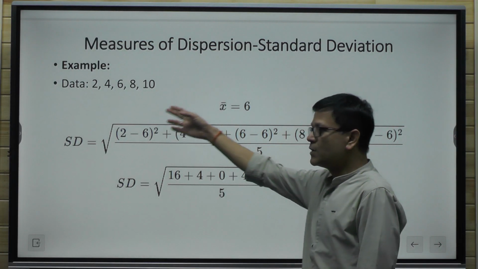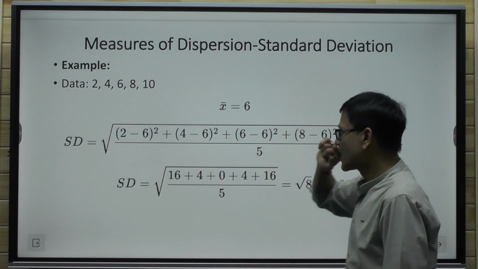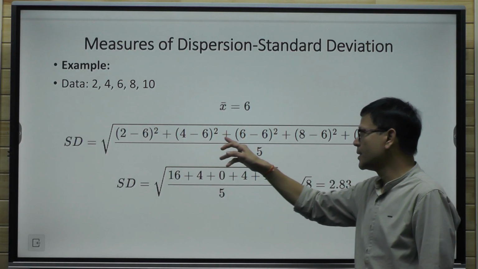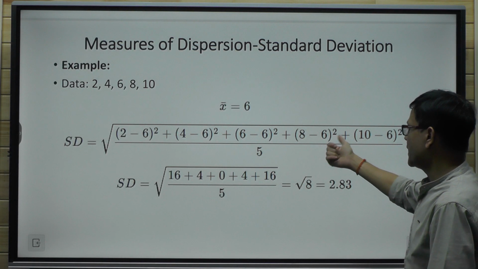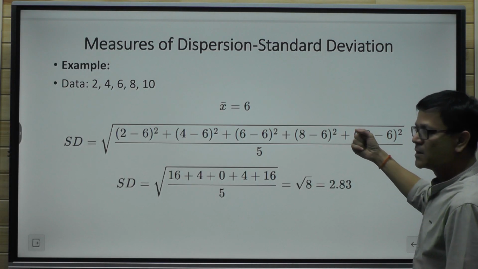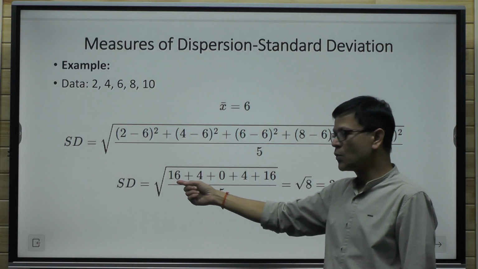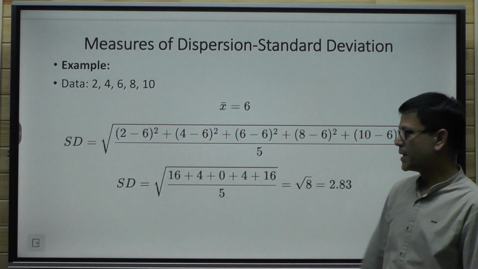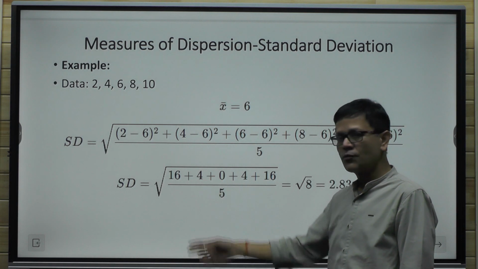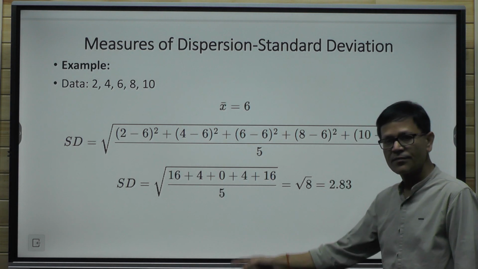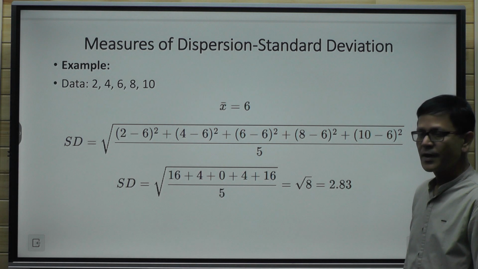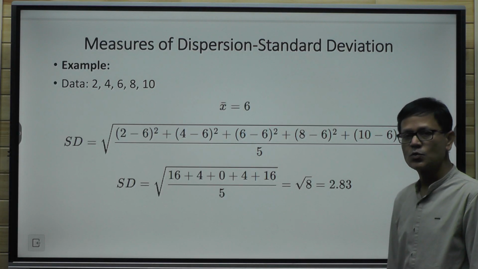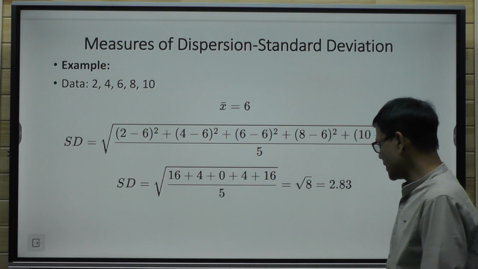So now you take the individual differences. So (2 minus 6) whole square plus (4 minus 6) whole square plus (6 minus 6) whole square, (8 minus 6) whole square and (10 minus 6) whole square. So this is 4 square, 2 square, 0, 2 square and 4 square. So that is around 40. 40 divided by 5 is 8, so 8 remains inside the square root. Take the square root, it is 2.83, which is the standard deviation.